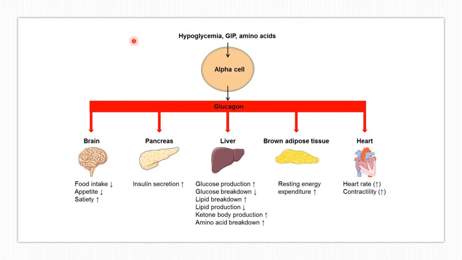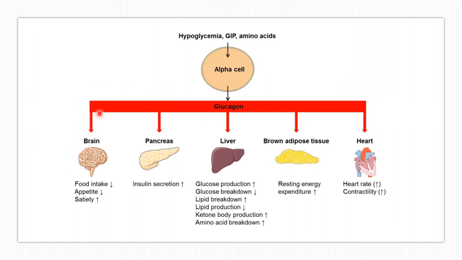So we'll start with the main stimulus or the main stimuli for the production of glucagon by the alpha cells of the pancreas. So of course, the main stimulus for glucagon production is hypoglycemia. We also have the glucose-dependent insulinotropic polypeptide and the amino acids or a protein-rich diet. So in the presence of these factors, the alpha cells of the pancreas will be stimulated to produce glucagon.